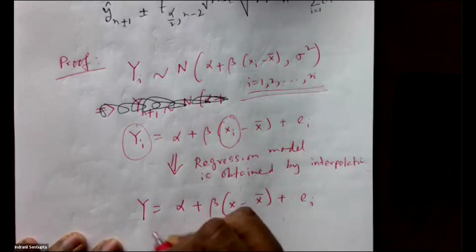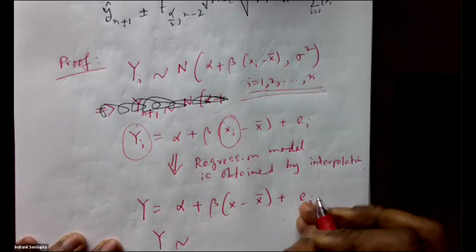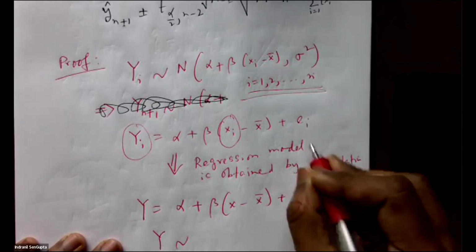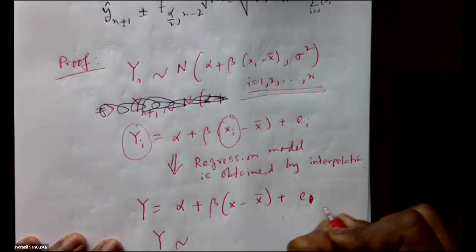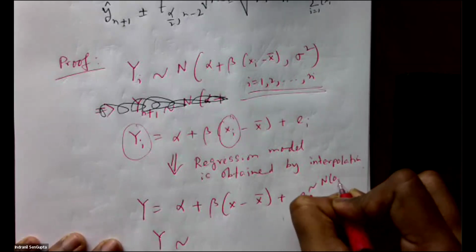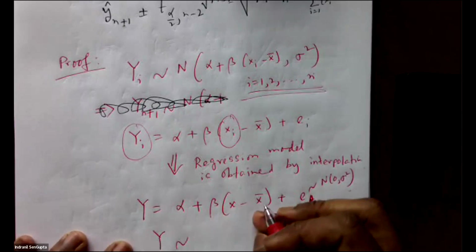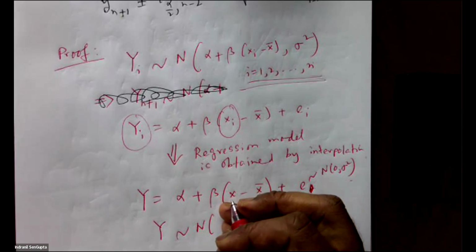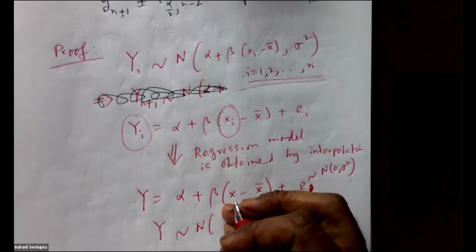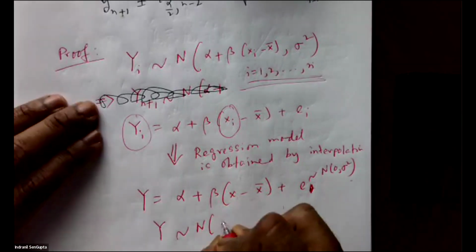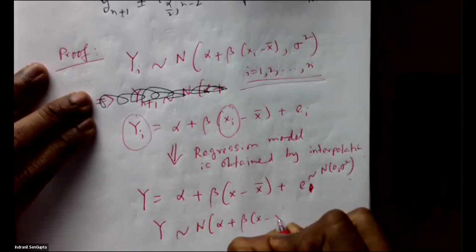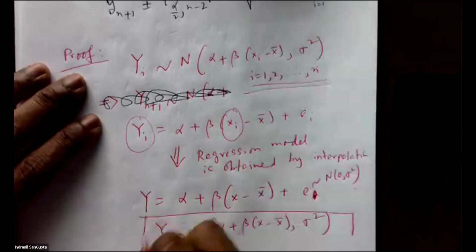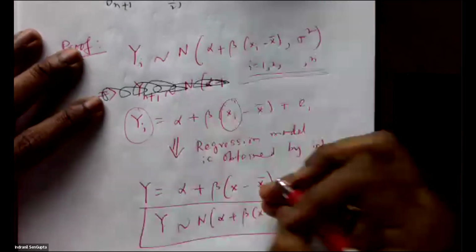But now let's look at this. This y still follows the same form. The e_i are the error terms, right? So e_i becomes e. So e is a normal distribution with mean zero and variance sigma squared. So y in effect follows a normal distribution with parameters alpha plus beta (x minus x bar) and variance sigma squared. So it's the interpolated version.